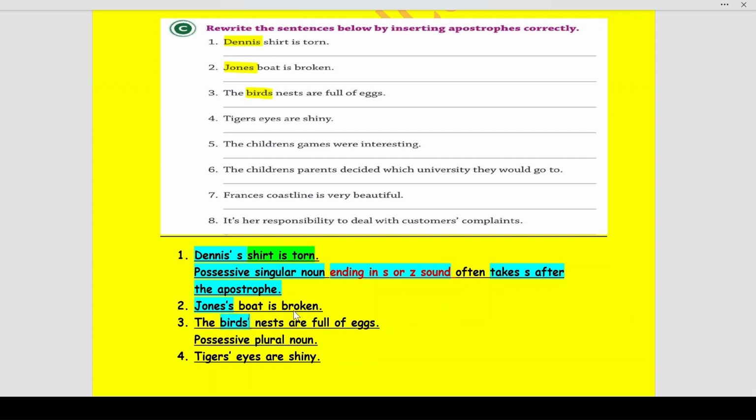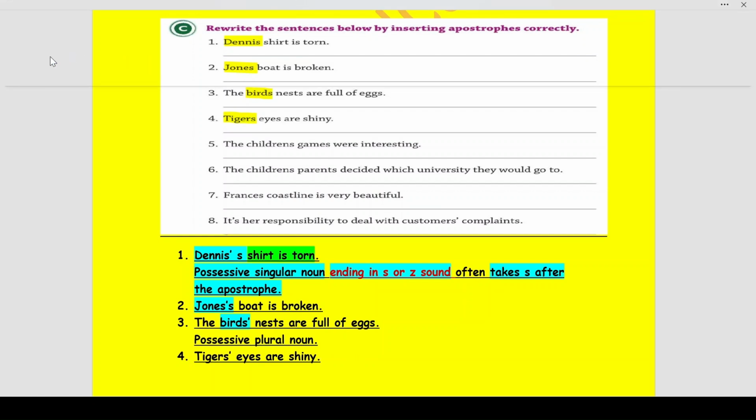These are all small examples which will make your concepts clear. There is no birds apostrophe S, only birds apostrophe. Why? Because birds itself is the plural noun. It is a main noun, and to make it a possessive noun, we will just add an apostrophe after it. Next, tigers' eyes are shiny. Tigers is the plural noun. Therefore, we will write tigers apostrophe, eyes are shiny.